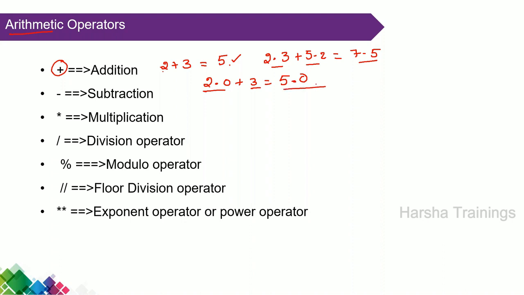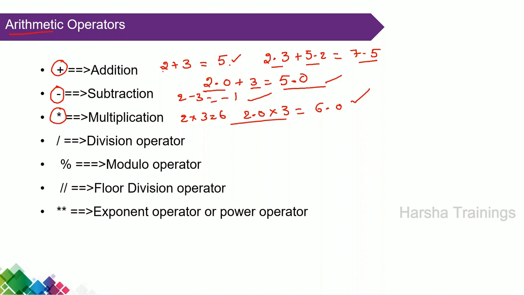Here, there is no need to remember whether it is real, integer or floating; we are doing the same operation, the addition operation, just as in mathematics. Subtraction operation: for example, 2 minus 3 is equal to minus 1. Like that, normal mathematical subtraction is performed. Star is used for multiplication. Simply 2 into 3, the answer is 6. 2.0 into 3, the answer is 6.0.